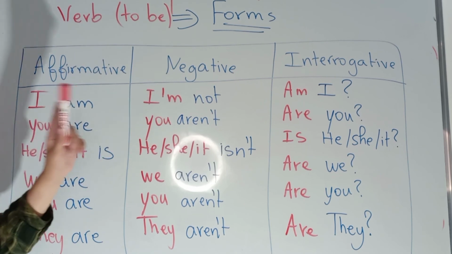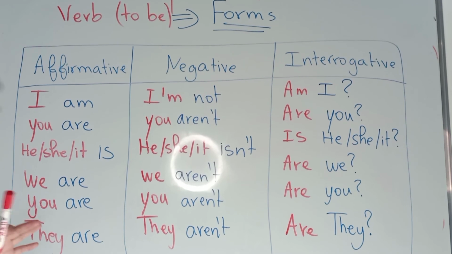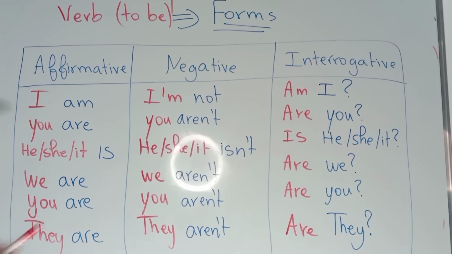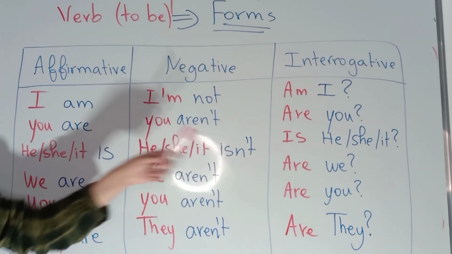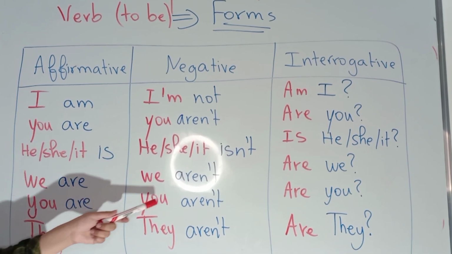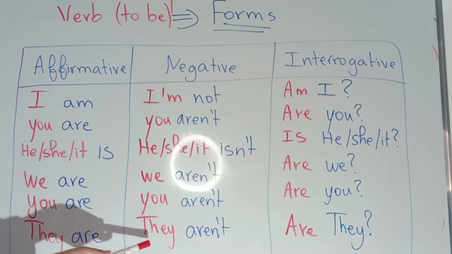I'm not a teacher, for example. I'm not a student. I'm not an engineer. So you're denying. He, she, it isn't. We aren't. You aren't. They aren't. This is the negative form.